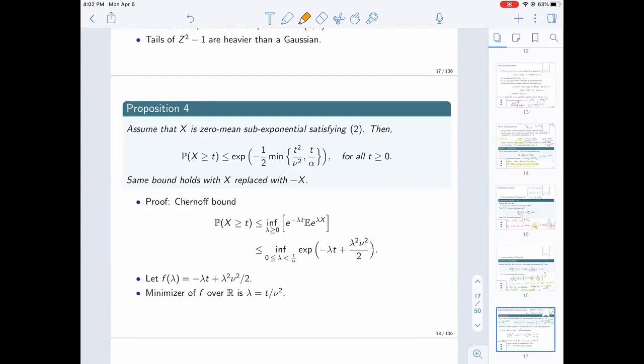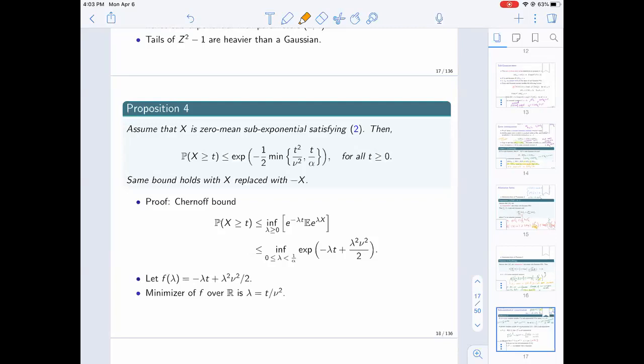t squared over nu squared or t over alpha, which one would be the dominant? Yes, because t squared grows faster than t, eventually t squared over nu squared is going to be bigger than t over alpha. So eventually the minimum would be t over alpha. So very large deviations go down like e to the negative t, which is like the tails of an exponential. But in moderate deviations, the first might be dominant, and so it might behave like a Gaussian.